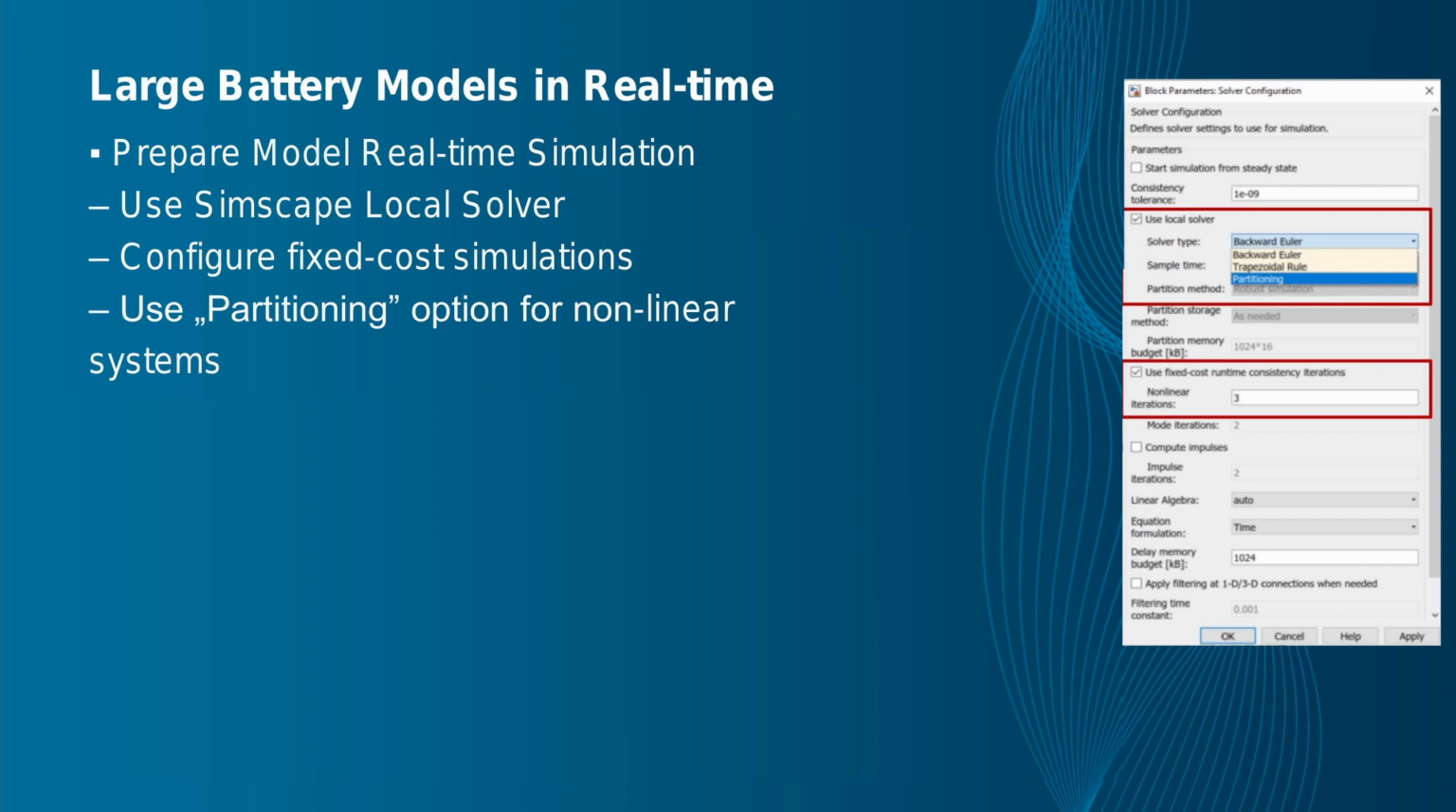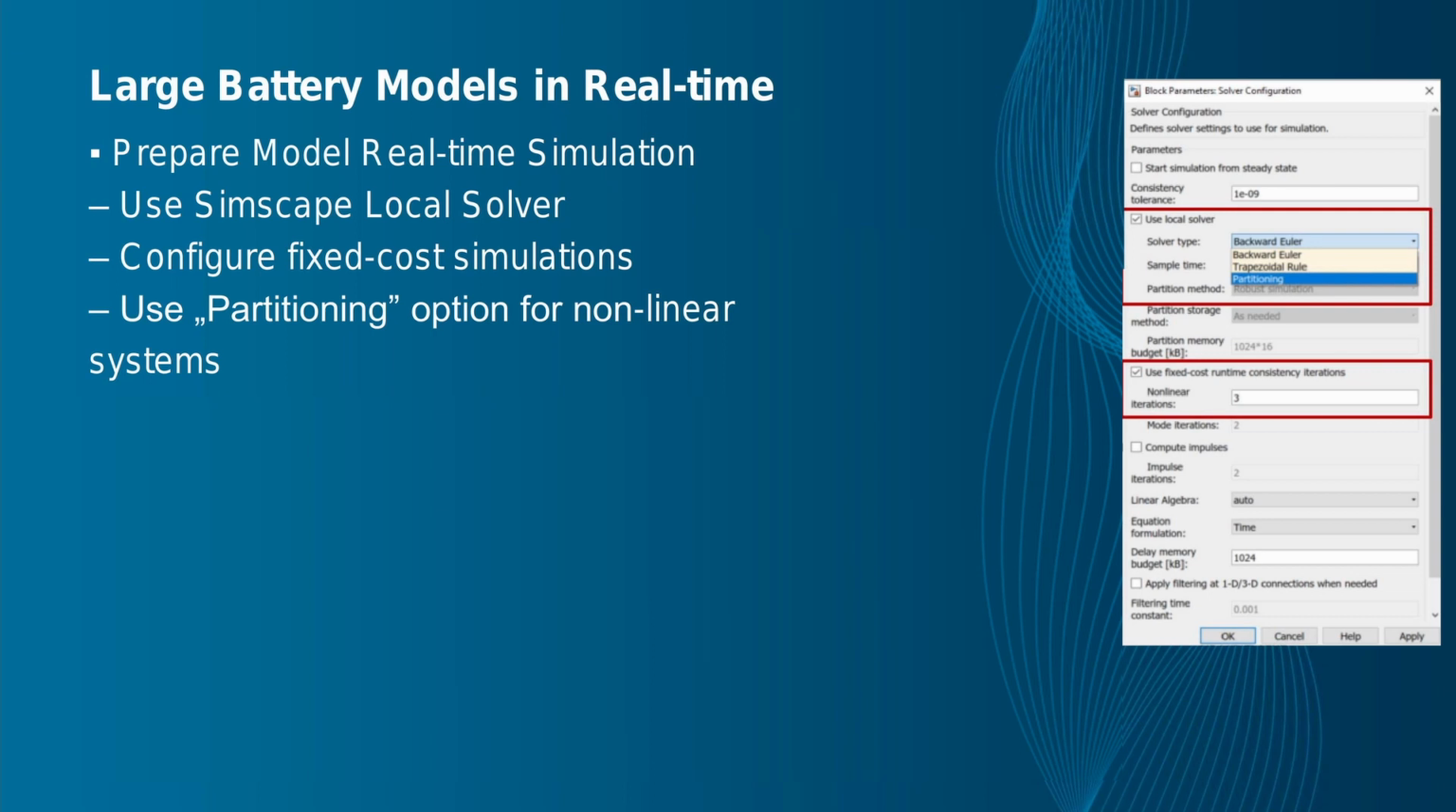The iterations in Simscape are limited by setting the checkbox and entering the number of nonlinear iterations in the solver configuration block. For the best balance between accuracy and cost, we recommend initially setting the number of nonlinear iterations to 2 or 3. We also note that for certain topologies, the partitioning solver improves performance by reducing the computational cost of simulation. This helps in achieving faster simulation rates for both desktop simulation and real-time testing.